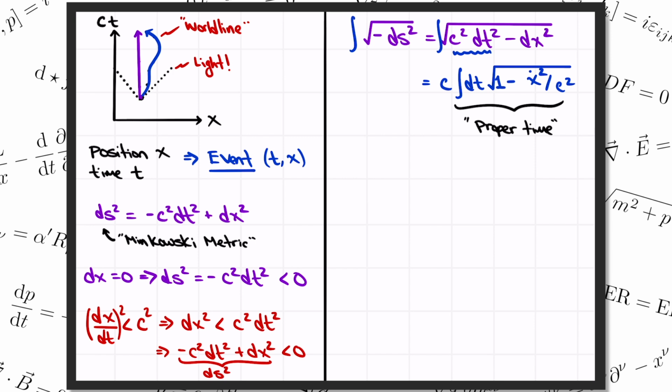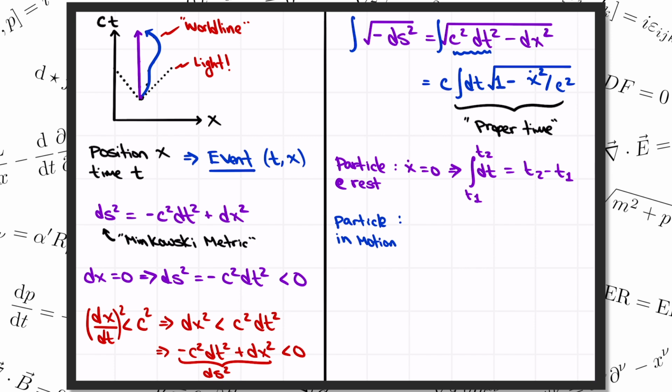Physically, the proper time is what would show up on a wristwatch that you strap to the particle as it moves around through space-time. For the particle that's just sitting still at rest in space, x dot is equal to 0. And so the integral that we get for the proper time is just t2 minus t1, the time interval between the events in this lab frame that we've set up. But for a particle that's moving around on its way between the two events, x dot is going to be non-zero. And so we're going to get a different answer for that particle's proper time.